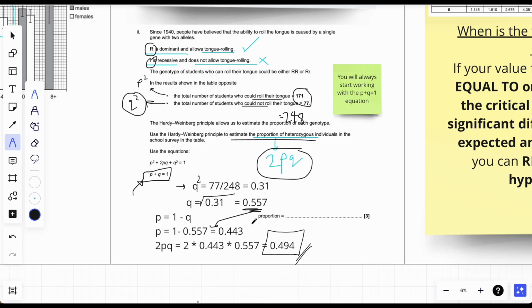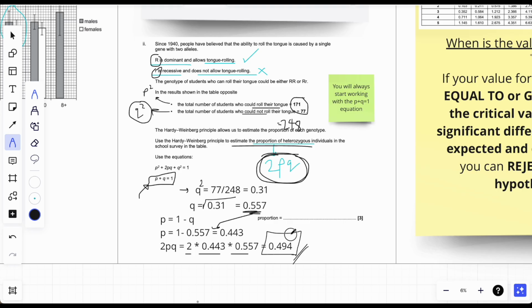Final step of the workings out is to find out what 2pq is. And that's very simple. Just do 2 times the value you got for p times the value you got for q. And then call it a day. That's your answer, okay?